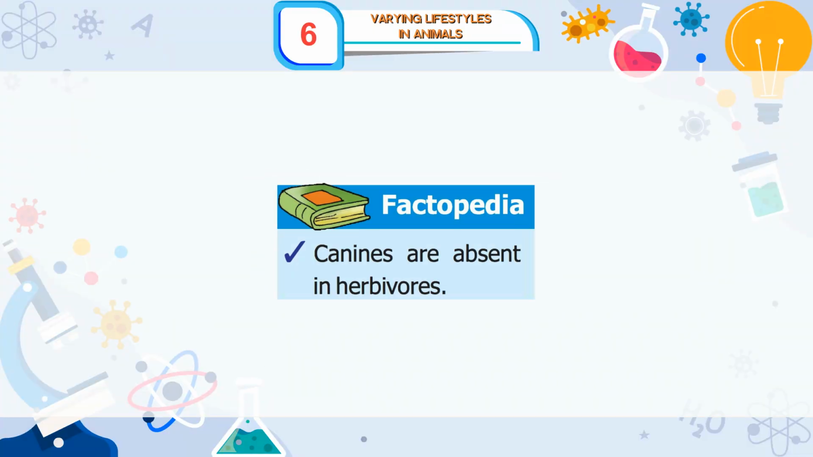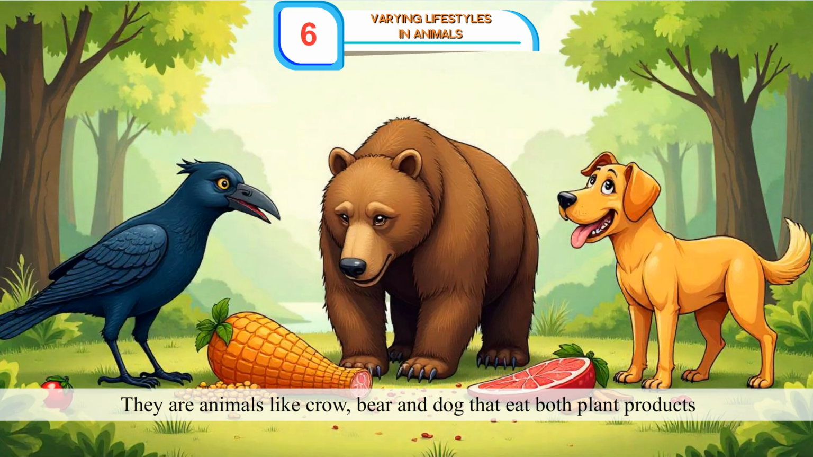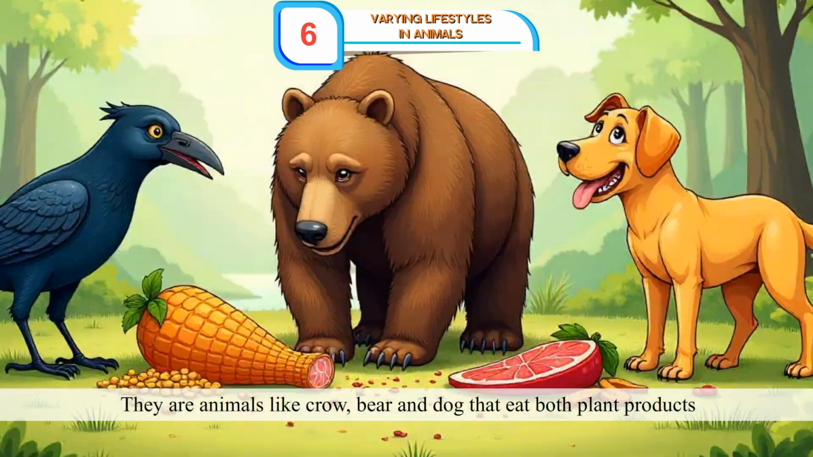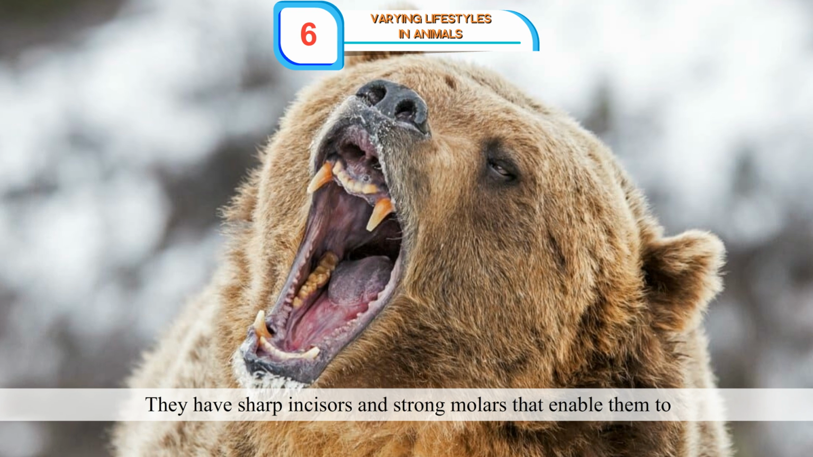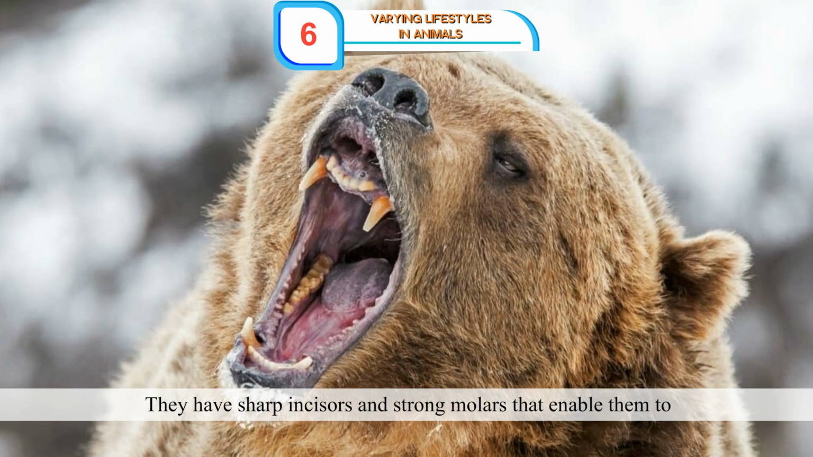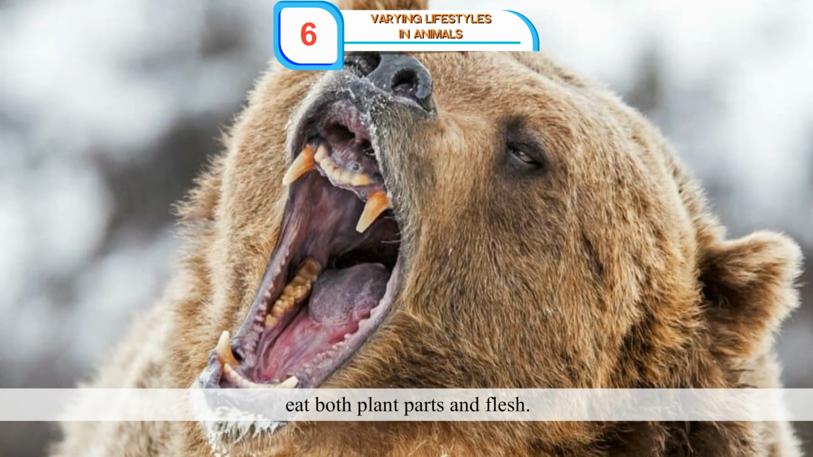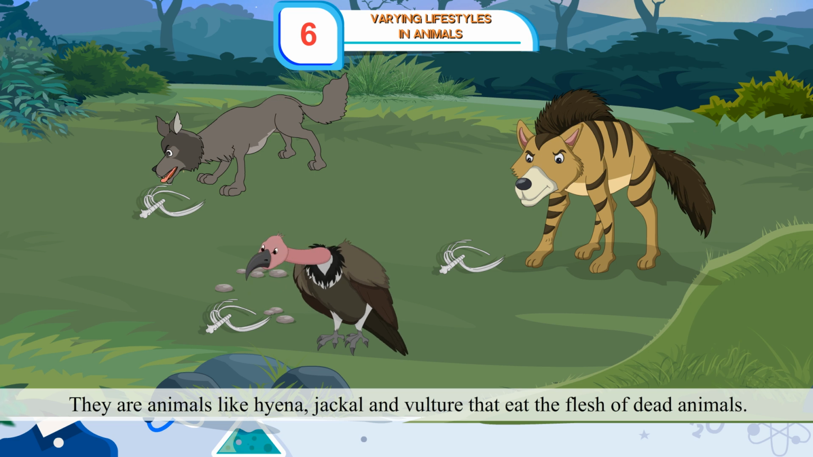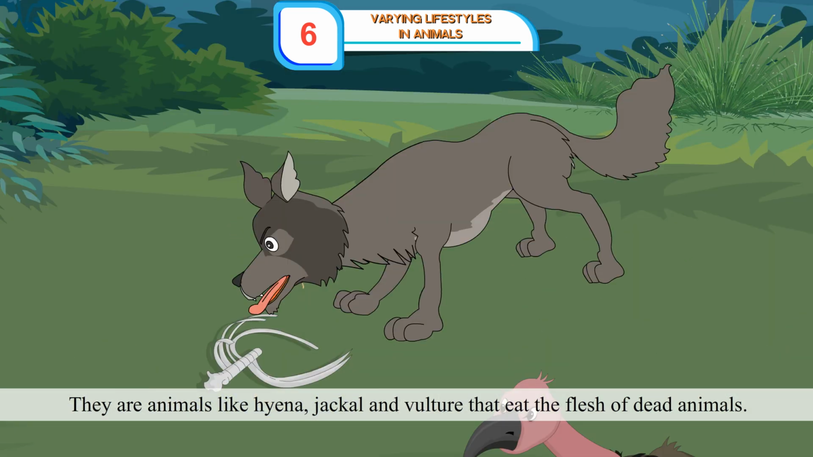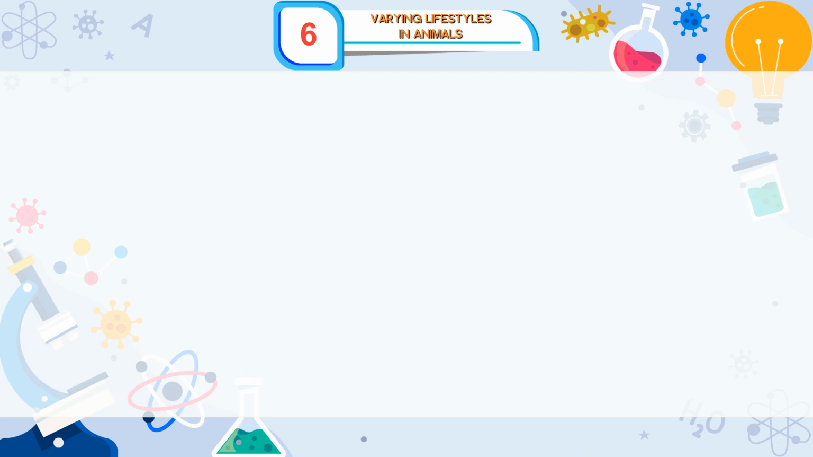Factopedia. Canines are absent in herbivores. Omnivores. They are animals like crow, bear, and dog that eat both plant products and flesh of animals. They have sharp incisors and strong molars that enable them to eat both plant parts and flesh. Scavengers. They are animals like hyena, jackal, and vulture that eat the flesh of dead animals.